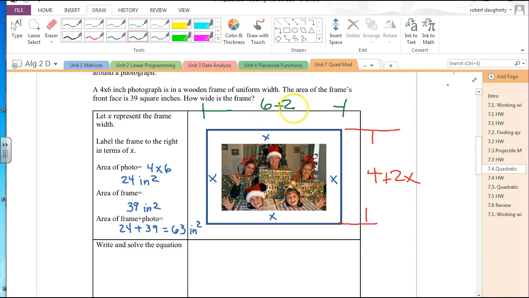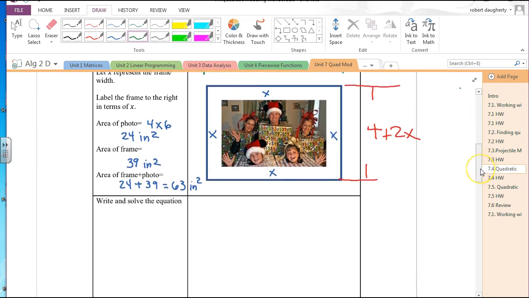6 plus what? 6 plus 2x, okay? So you see now that is an algebraic representation of the entire photograph plus the frame. Now I know that the area of this whole thing is equal to what? Yeah, the 63 inches, okay? So that's going to be my expression.